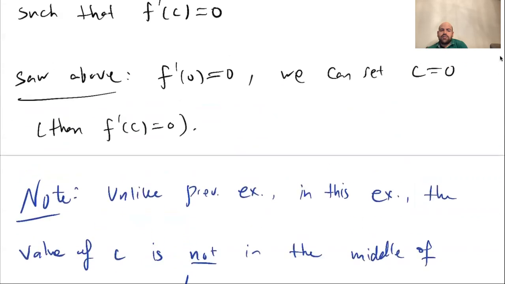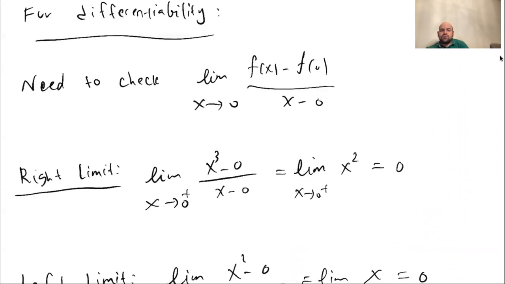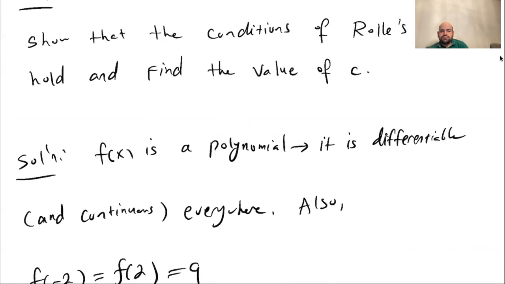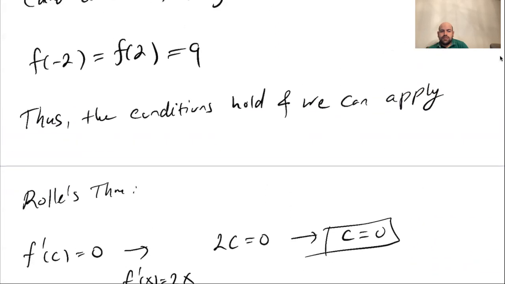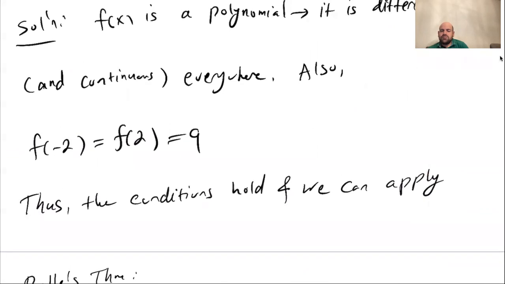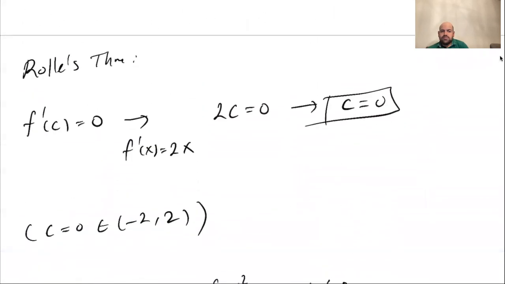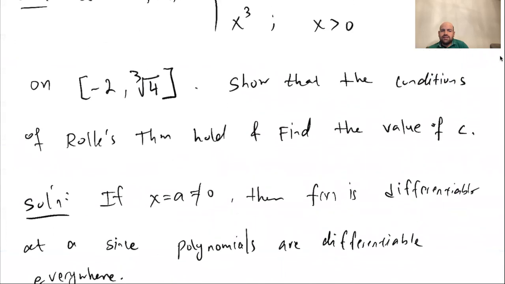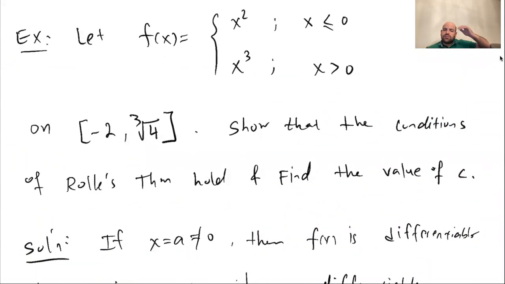See, in the previous example, the interval was -2 to 2. The middle of the interval -2 to 2 is 0. And C was 0. In this example, the interval is -2 to cube root 4. What will be the middle of the interval here? If you have an interval A to B, the middle of the interval will be the average of those numbers, A plus B over 2, right?